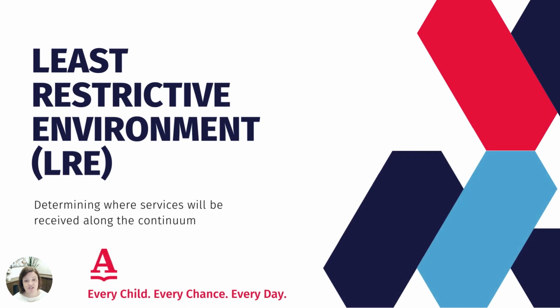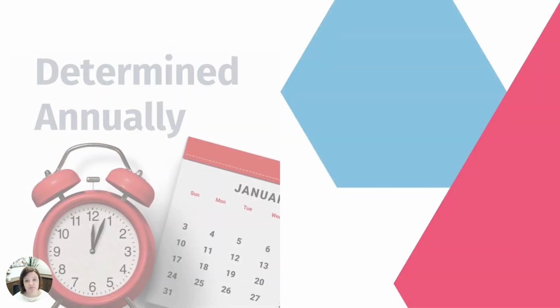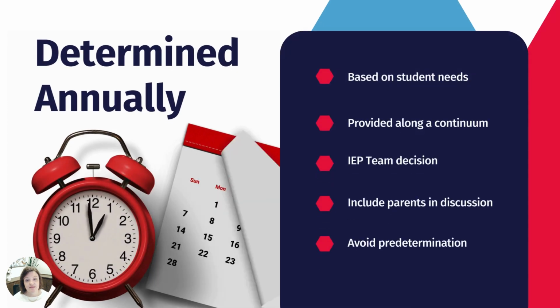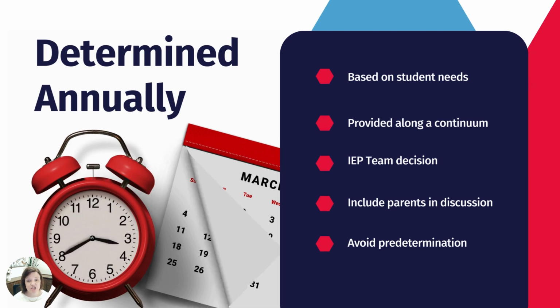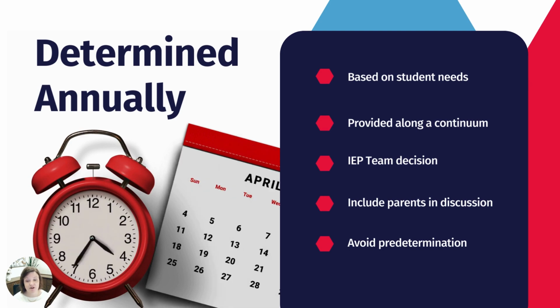One of the most important decisions made by an IEP team is determining where the student with a disability should receive their special education and related services along the continuum. The LRE should be determined annually. The decision must be based on the student's individual needs. Schools must provide a continuum of placement options for teams to consider.